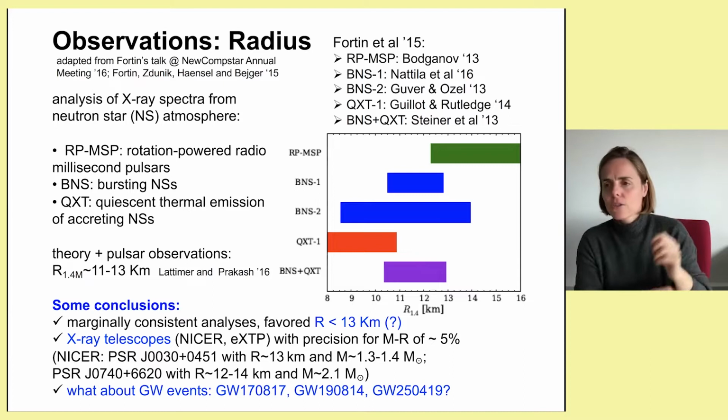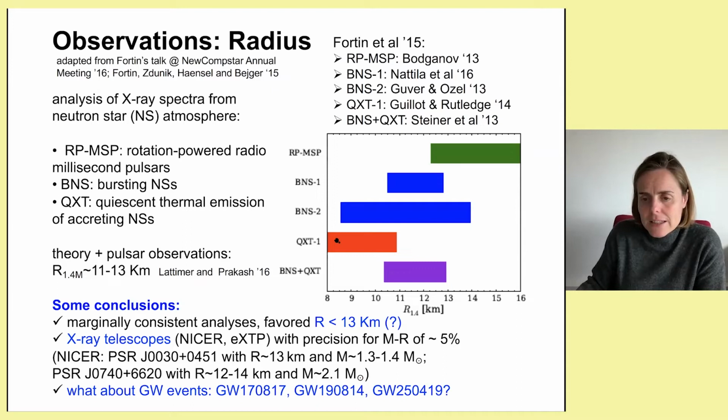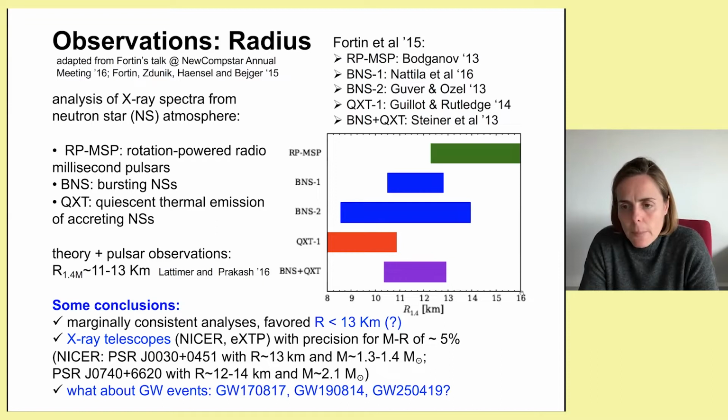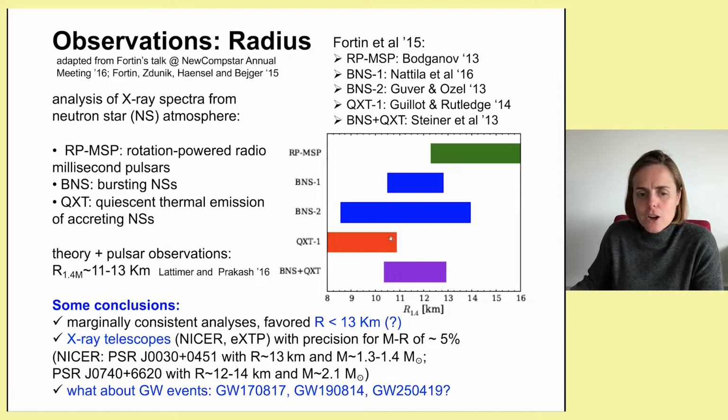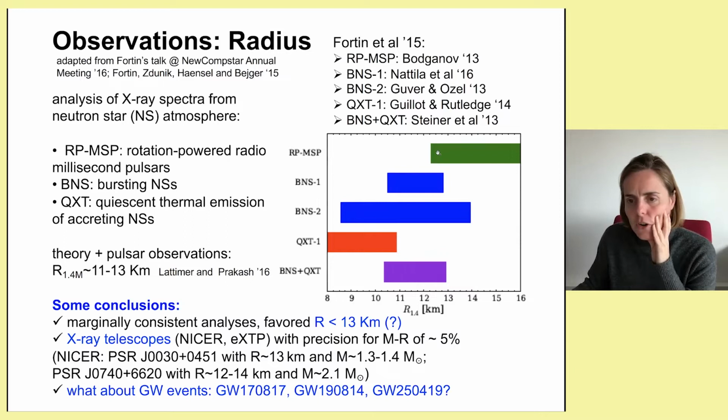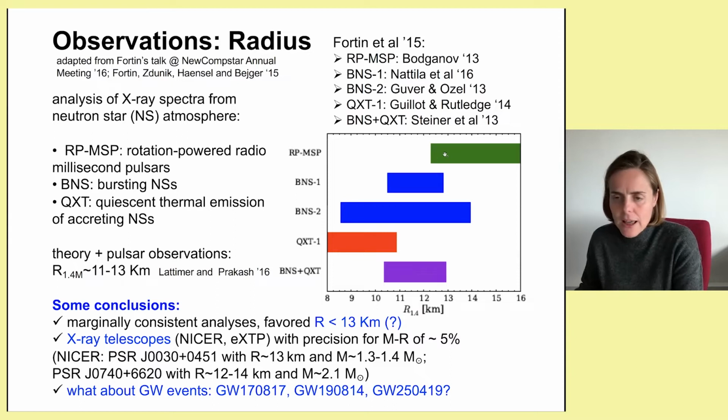very difficult. As you can see, the different analyses were giving you a range between 8 and 16 kilometers, okay? And it was difficult to find where they are consistent. So maybe you could think that if you just take this lower part of the radius, around 13 kilometers, the analysis seems to be favoring radii below 13 kilometers. But this was actually the situation up to very recently.